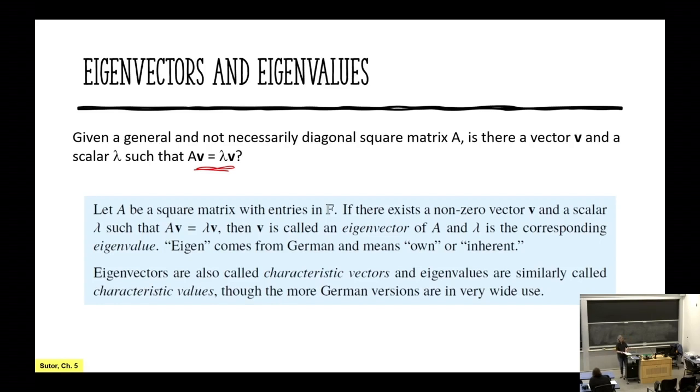So this is a kind of fun question to ask. We can re-ask it just to make it a little bit clearer. We can say, does the linear transformation represented by A have the effect of stretching in the direction of v by lambda? That's what this question is saying, right?